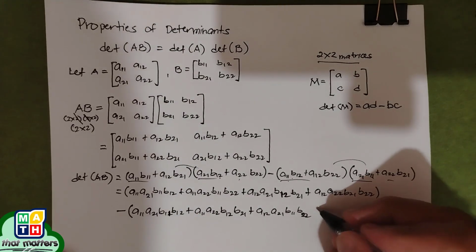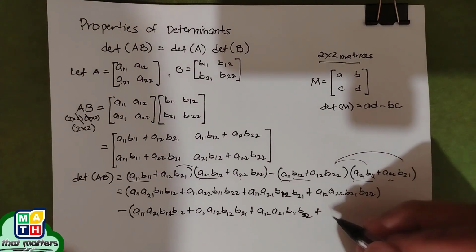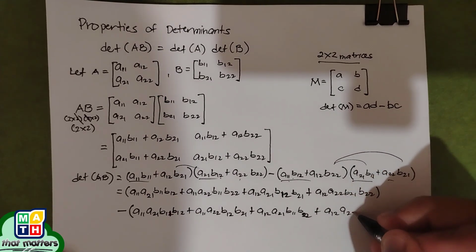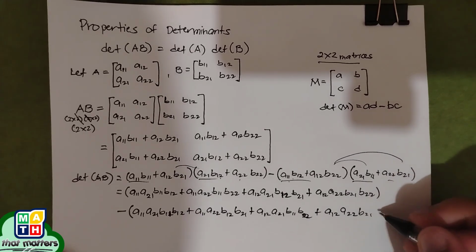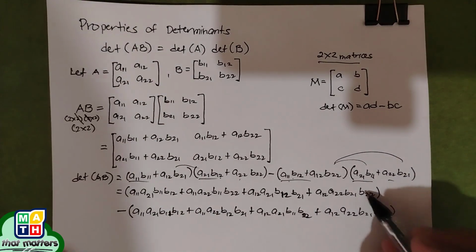B11, B22. Plus, we have the last, A12, A22, B21, and B22. So same here as well.